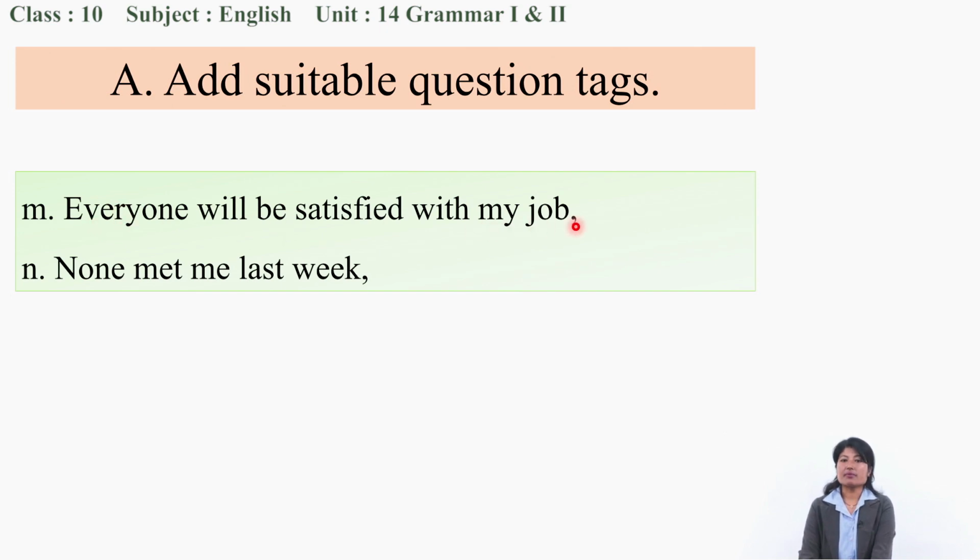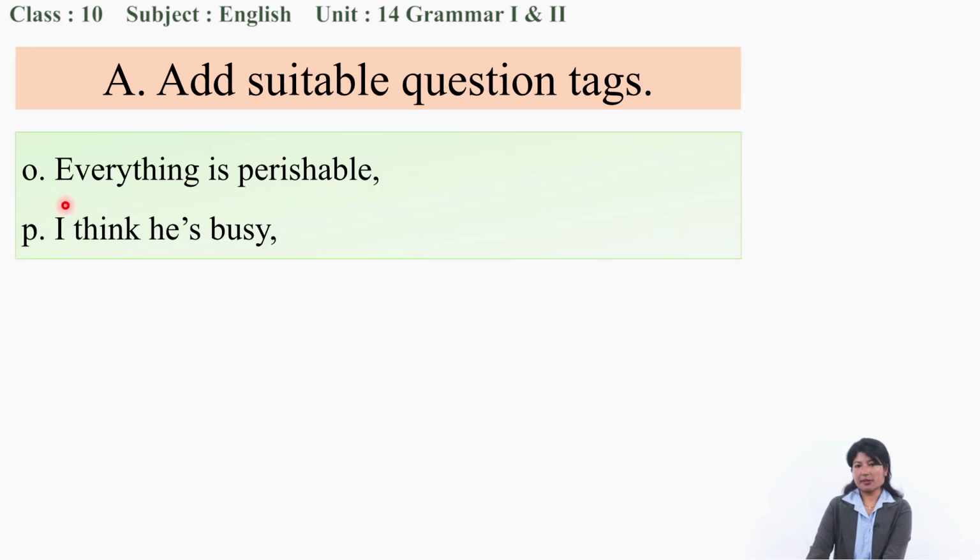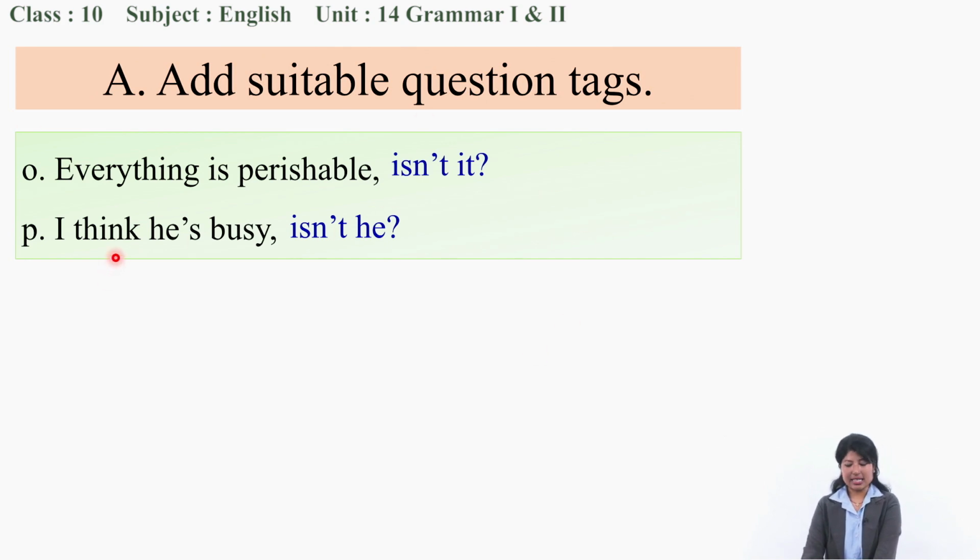Then we have M. Everyone will be satisfied with my job. What will be the tag? Won't they? N. No one met me last week. What could be the tag? Did they? Okay. So these are like repeated exercises, so we don't talk about anything. Let's move further. O. Everything is perishable. What will be the tag? Isn't it? P. I think he's busy. What will be the tag? Isn't he? Okay, let's not talk about these sentences as well.